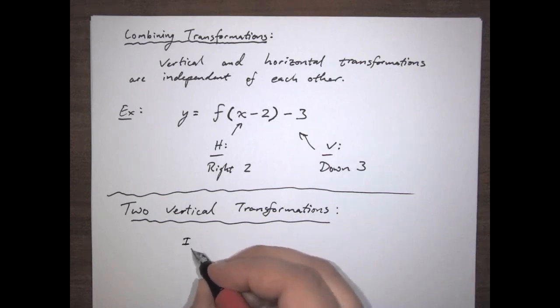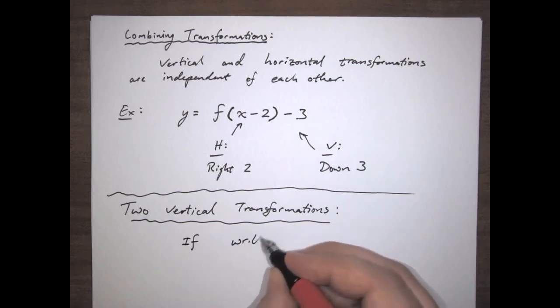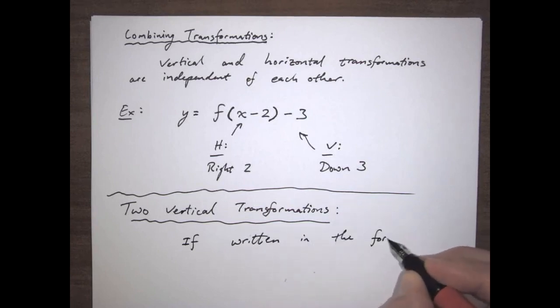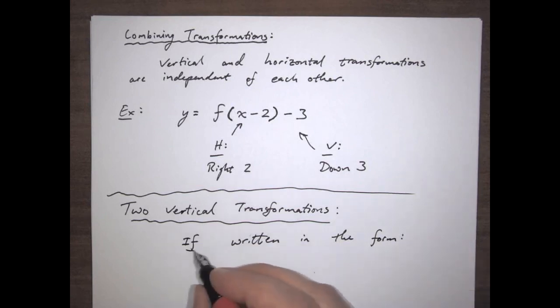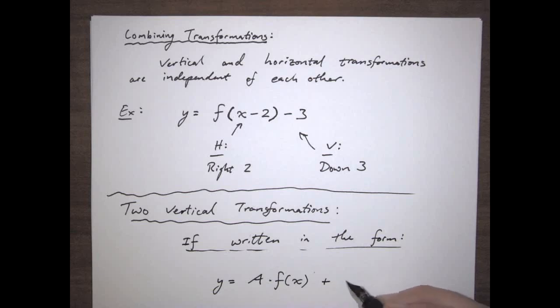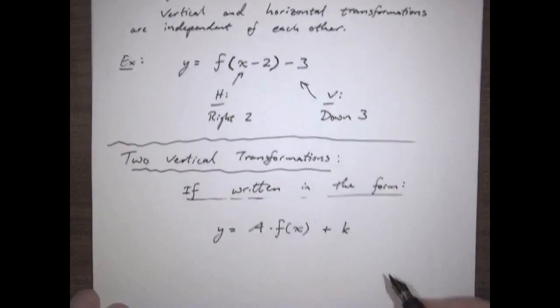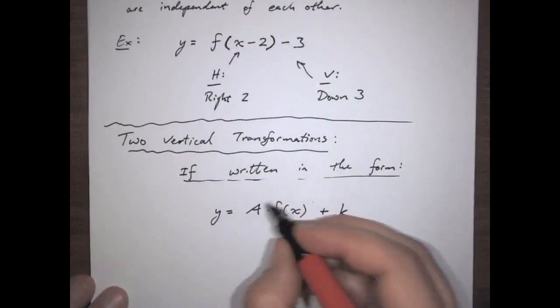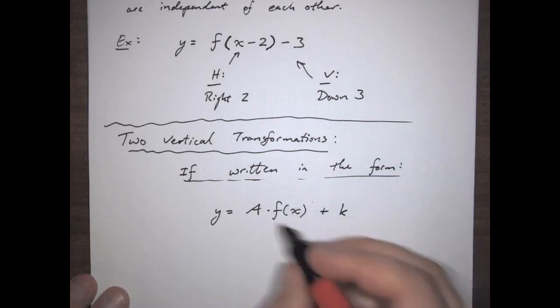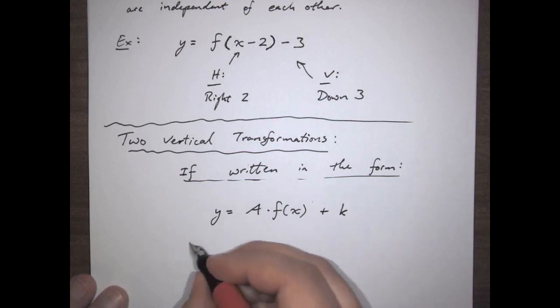So if it's written in the form y equals a times f of x plus, let's say, k, then the important thing to know is that if it's written in this form, then the a happens first and the k happens second. We work our way from the inside out, standard order of operations.